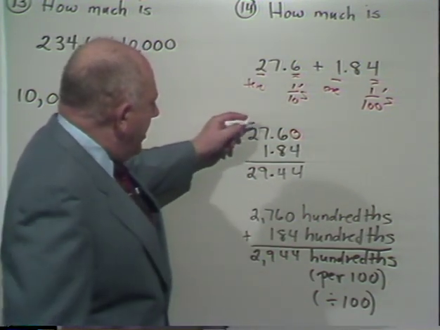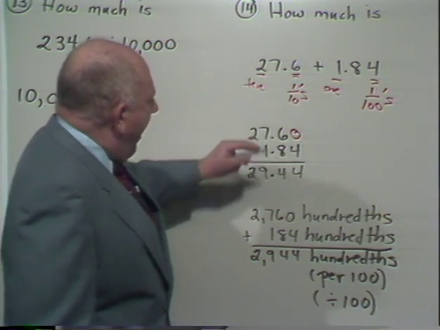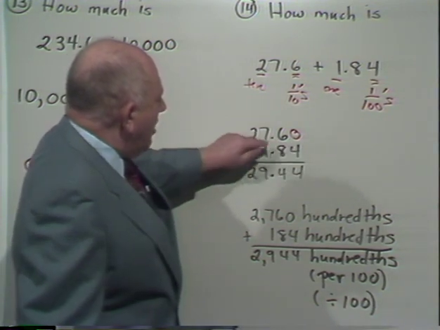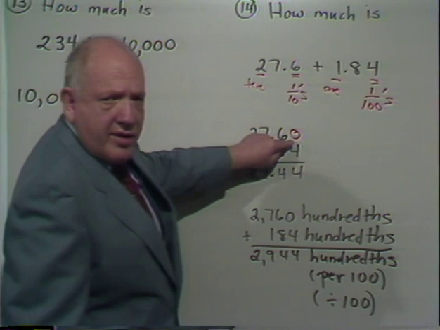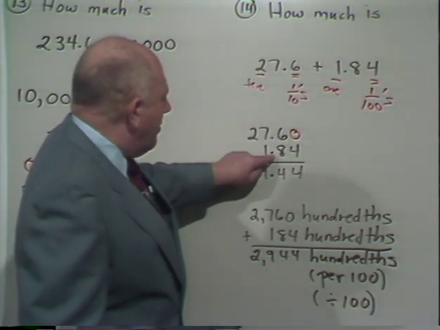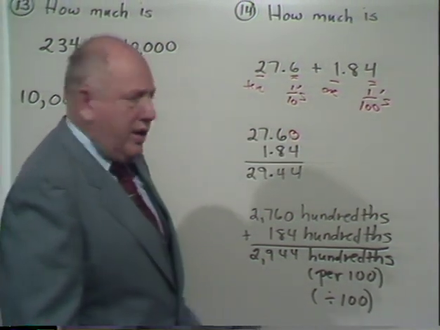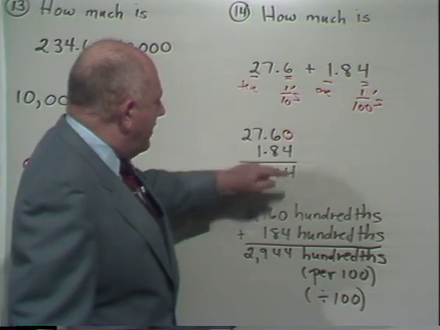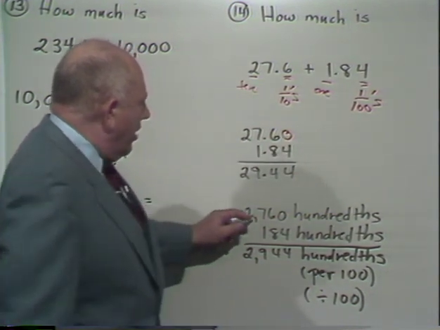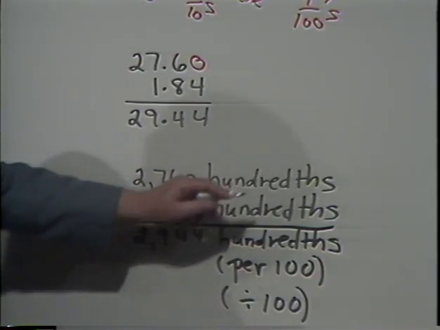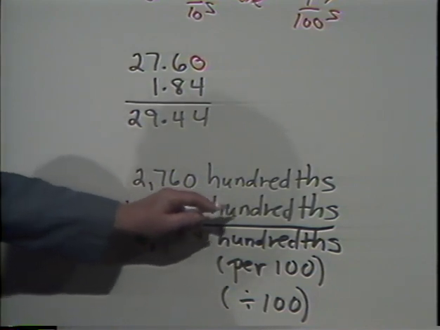And what I want you to see is why this works. See, how would you read this number? Without the decimal point, it would be 2,760. And this number without the decimal point would be 184. But since there are 2 digits to the right of the decimal point, we would read this as what? 2,760 hundredths plus 184 hundredths.